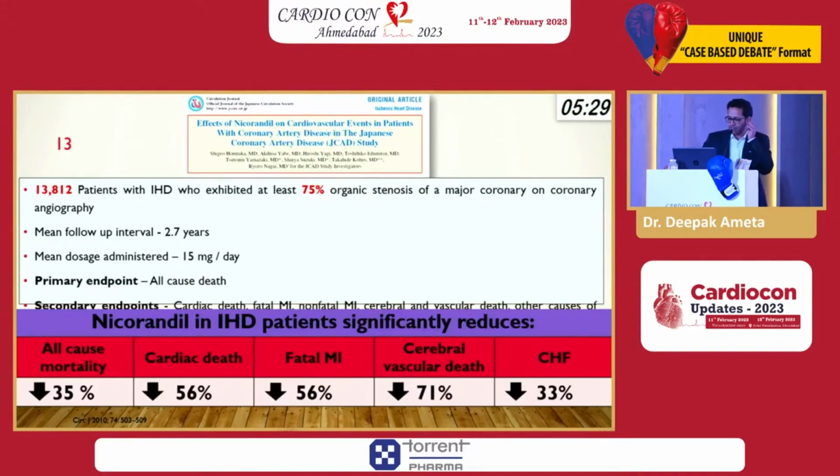And this is also a trial from Japan, 13,000 patients, mean follow-up of 2.7 years, mean dose was 15 mg. It showed that all-cause mortality was down, cardiac death was down, fatal MI was down, and CHF was also down with nicorandil.